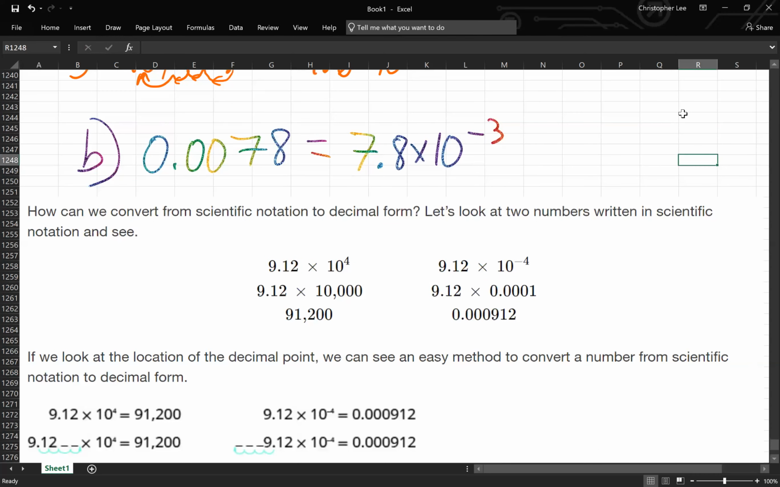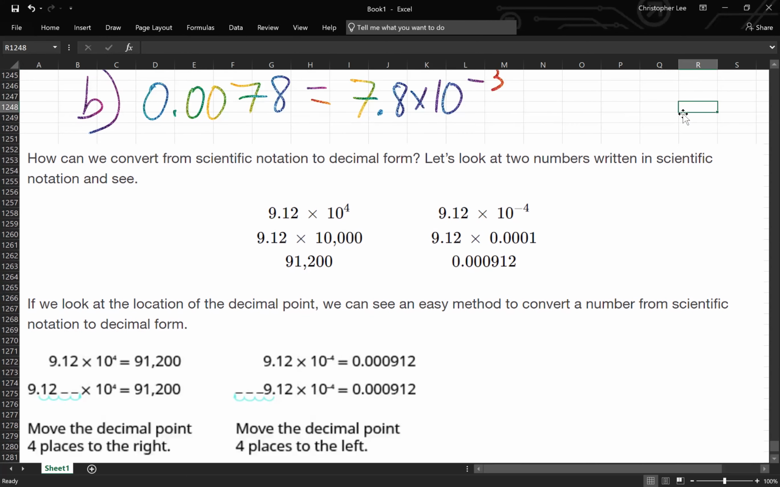So if we look at the location of the decimal point, we can see an easy method to convert a number from scientific notation to the decimal form. So look, I have 9.12 times 10 to the fourth, which we know is 91,200. You can take the 9.12, move the decimal point over 4 places, and that will give you the 91,200.